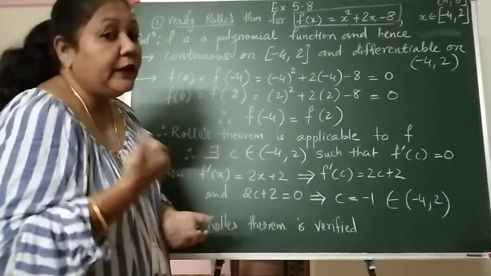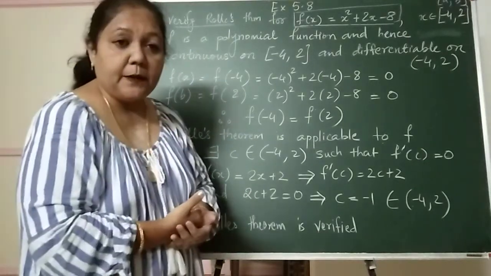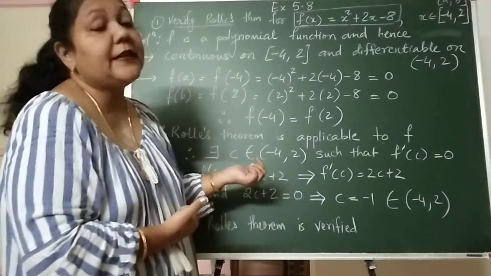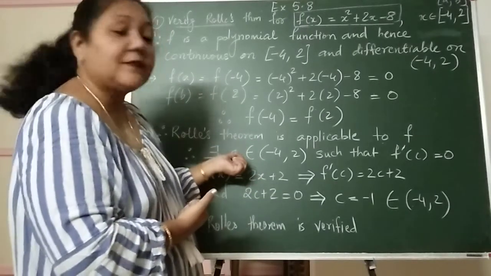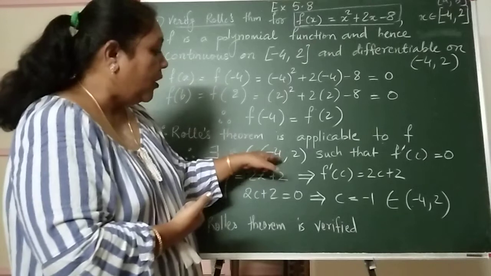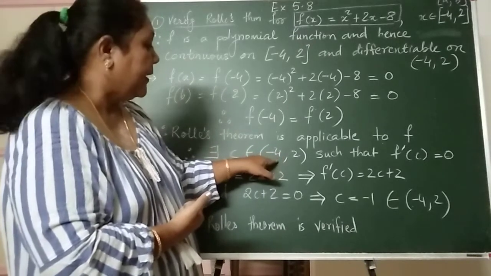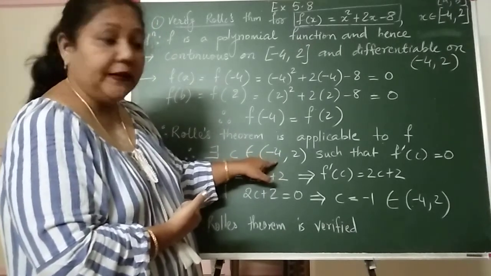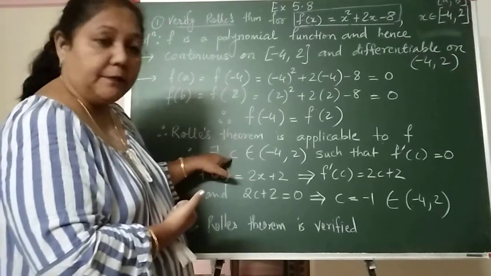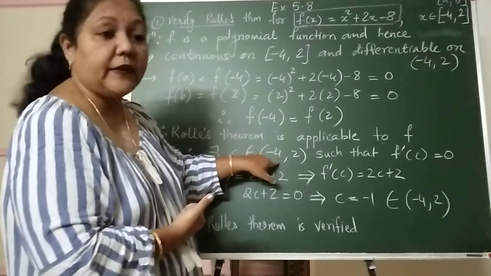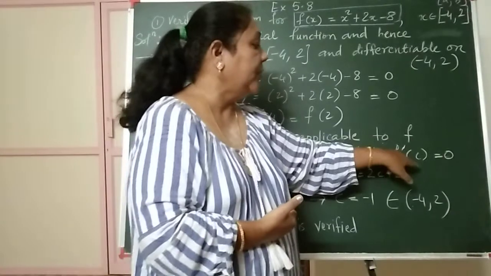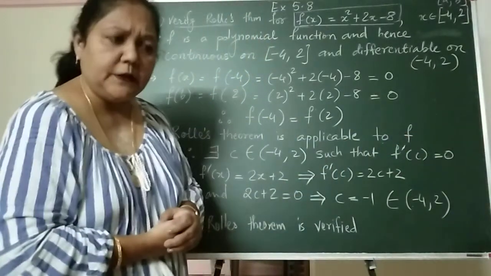Now, if Rolle's theorem is applicable, then there should exist some number c belonging to the open interval, such that f dash of c should be equal to 0.